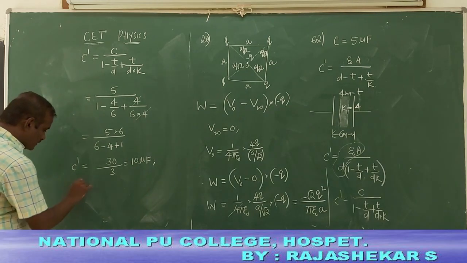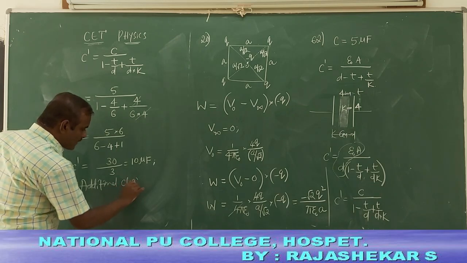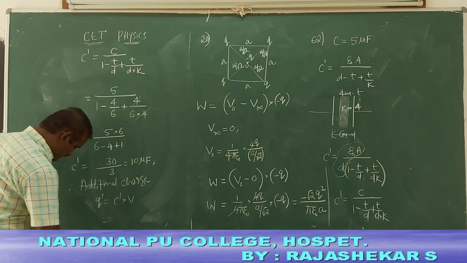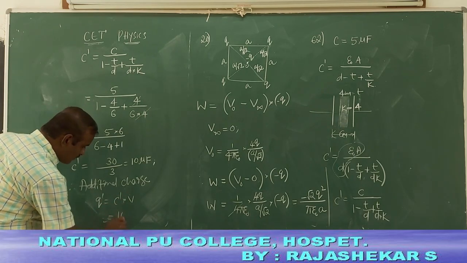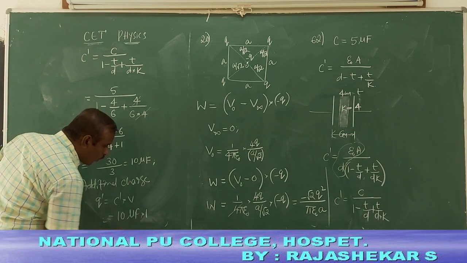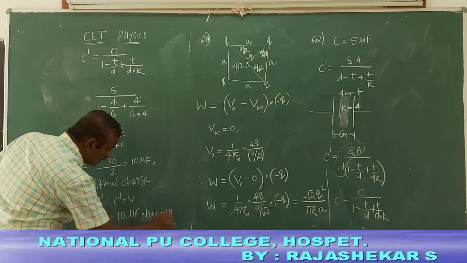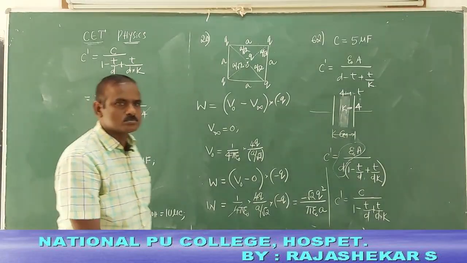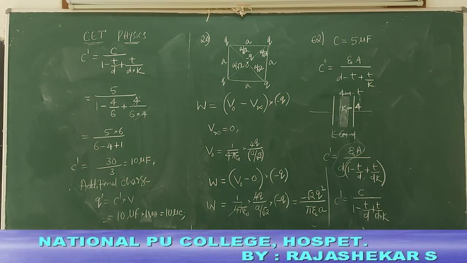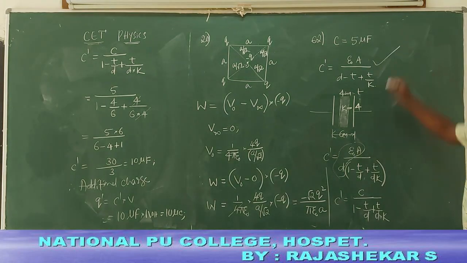Now, therefore, the additional charge, because of increase in capacitance, Q dash is equal to C dash into the potential being connected, which is 10 microfarad into 1 volt, is equal to 10 microcoulomb. That is the answer. 62nd question, friends: 10 microcoulomb. This is how it is simplified. You should remember this formula, very important.